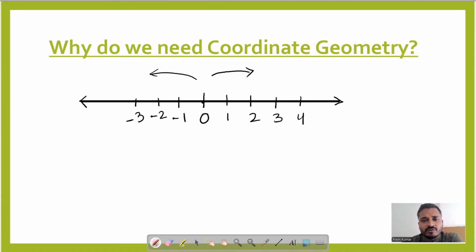Suppose I have to plot point 3. So what will I do? I will go right 3 steps. 1, 2, 3, and I will reach here and I can easily plot that this is +3. Same goes with minus. If I have to plot -2, then I will go 2 steps leftward. So this is -2, right? But there is a situation. What is that situation? Let us see.